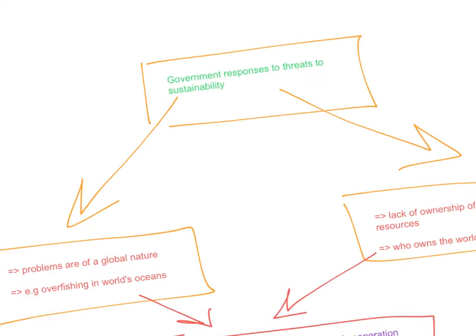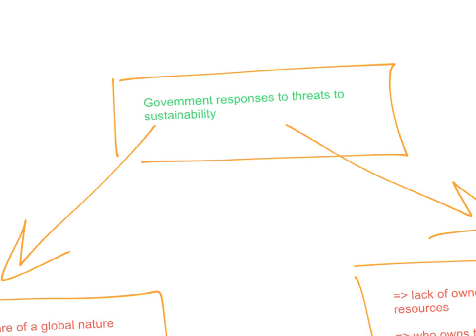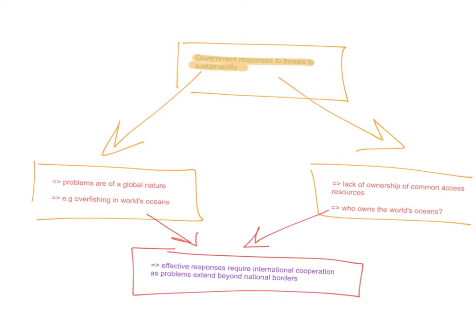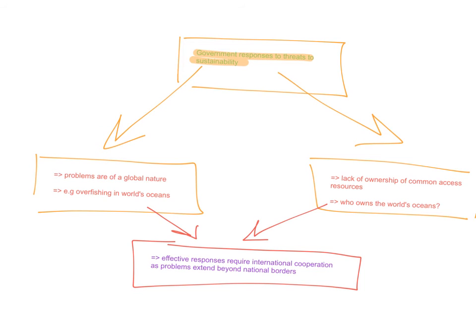Now, whatever response the government chooses to respond to this threat to sustainability will require certain things that all governments need to consider. First of all, these problems are of a global nature. For example, the problem of overfishing in the world's oceans. The oceans don't really belong to one specific country. The same with fossil fuels. This is a problem on a global scale. And also, due to the lack of ownership of common access resources. So in the case of overfishing, who owns the world's oceans, for example?